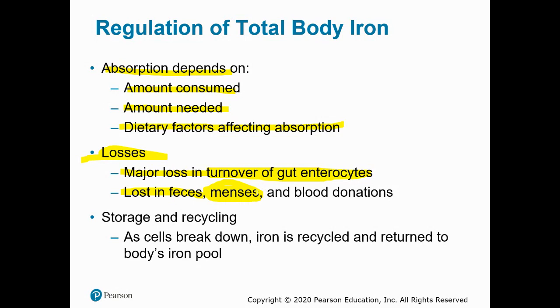Menstruation for females is a time of pretty significant iron loss. And then anytime we're giving blood away, whether that's a traumatic physical injury with a lot of blood loss, that could be a time for major iron loss. But also anytime we do blood donations, we're giving away a pretty significant amount of iron. We do recycle iron, which is pretty cool. But again, we don't recycle enough to make it a non-essential nutrient in the diet. But as we break down old cells elsewhere throughout the body, we will recycle some of that iron. But again, some of it will also be lost.